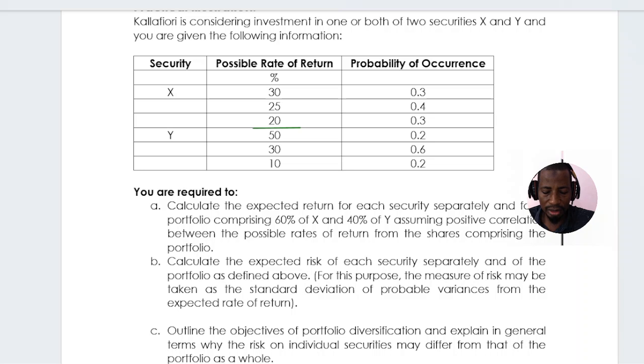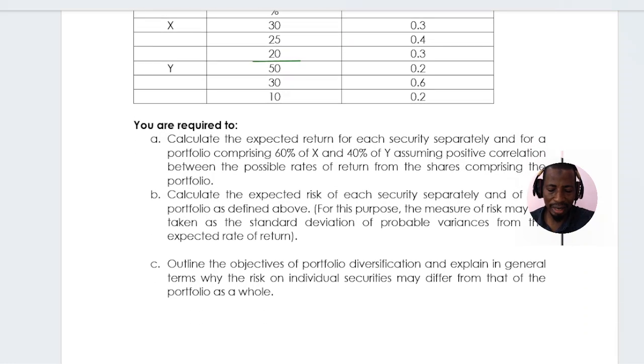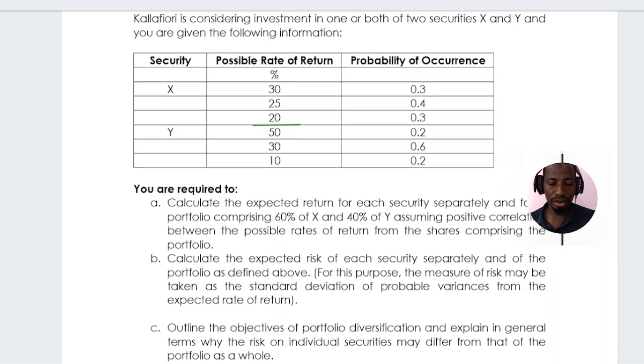B, calculate the expected risk of each security separately and of the portfolio as defined above. For this purpose, the measure of risk may be taken as the standard deviation of probable variances from the expected rate of return. C, outline the objectives of portfolio diversification and explain in general terms why the risk on an individual security may differ from that of the portfolio as a whole. So this is the question. What are you supposed to do?